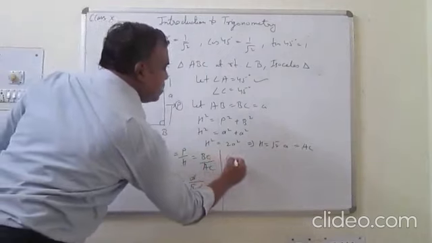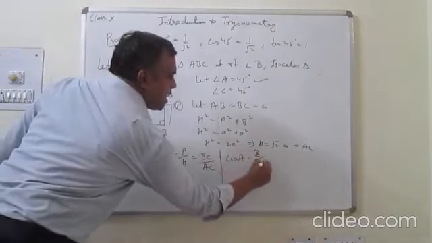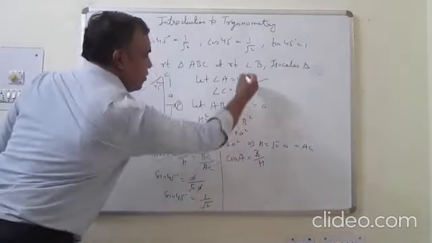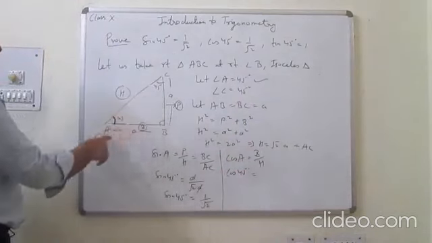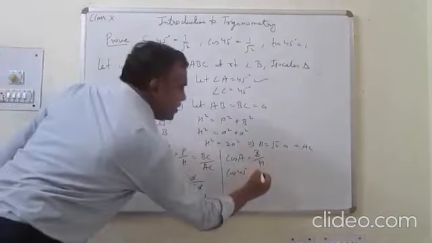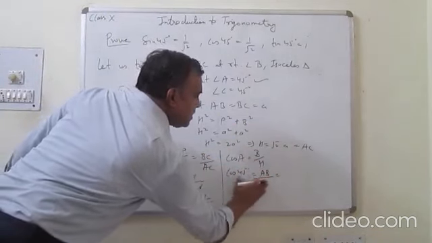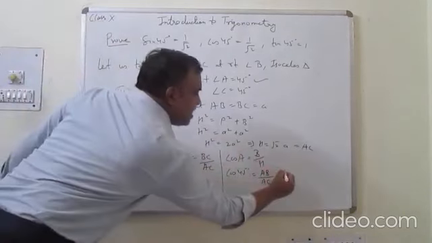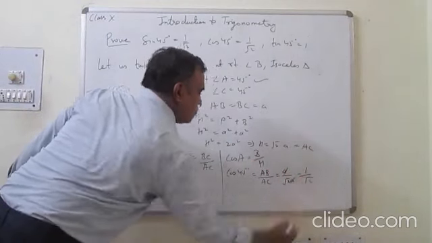Similarly, cos A. What is the formula of cos A? Base upon hypotenuse. What is A? 45. Put it here. What is base? AB. AB upon AC is equal to, what is AB? AB is A and AC is root 2A. This is cancelled out, 1 upon root 2.